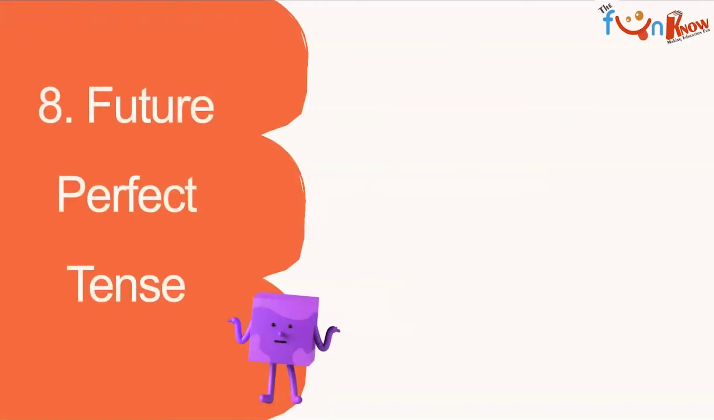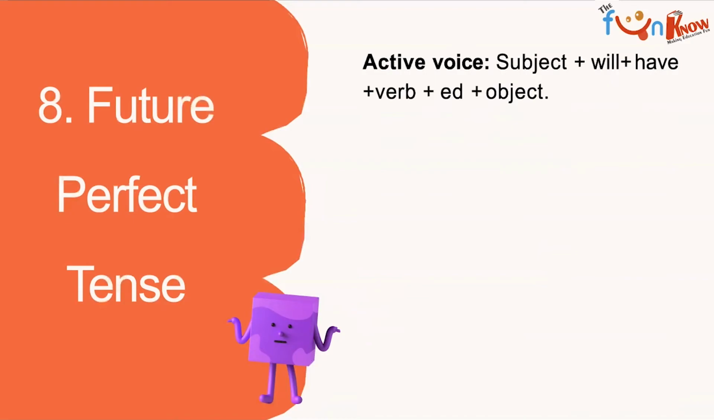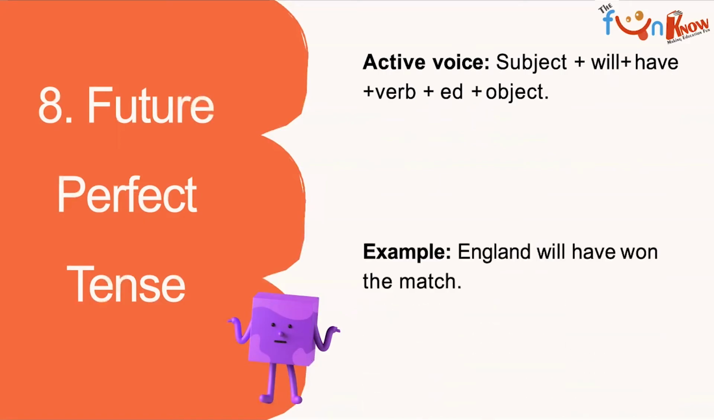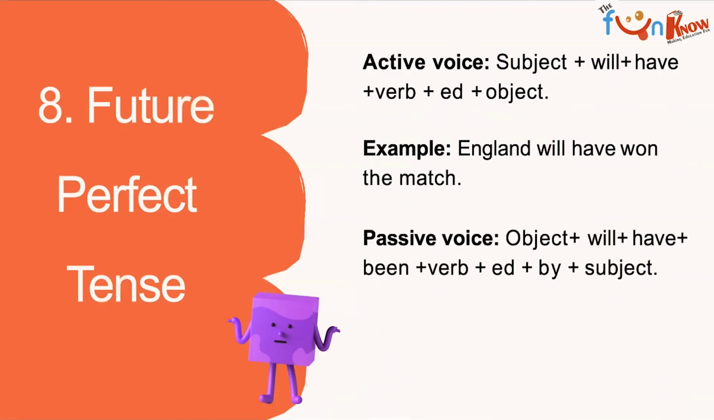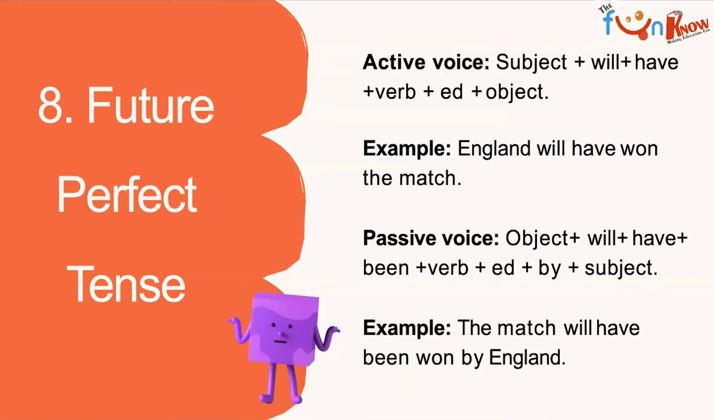The last type of tense is future perfect tense. And in active voice, we have subject plus will plus have plus verb with ed and object. Example, England will have won the match. Now in passive voice, you construct using object plus will have been plus the verb plus ed plus by plus the subject. So England will have won the match becomes the match will have been won by England.